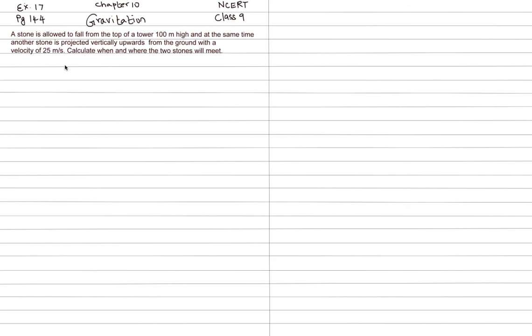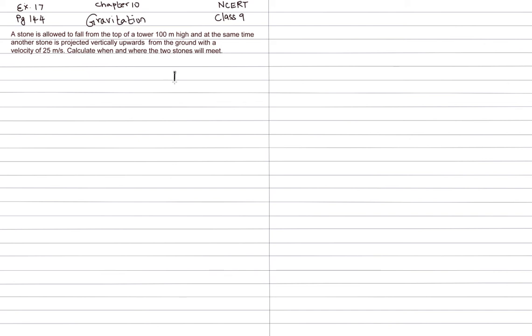Let us see problem number 17. A stone is allowed to fall from the top of a tower 100 meters high, and at the same time another stone is projected vertically upwards from the ground with a velocity of 25 meters per second. Calculate when and where the two stones will meet. Okay, so first let us draw a diagram.